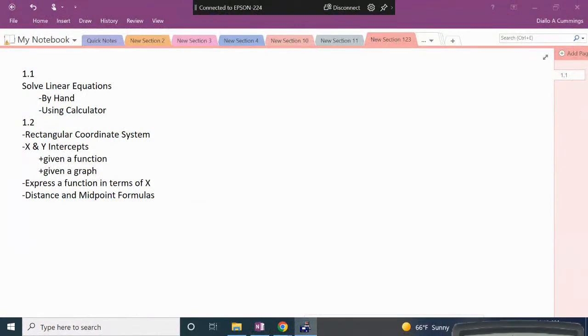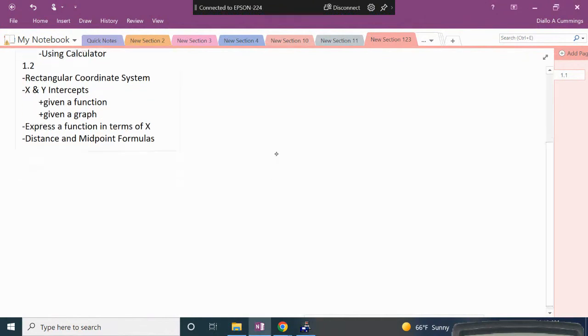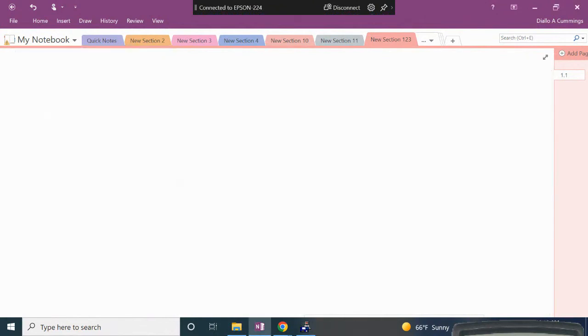All right, so the first thing we're going to do is take a look at solving linear equations. And I'm going to write down the 6 steps to solve a linear equation.